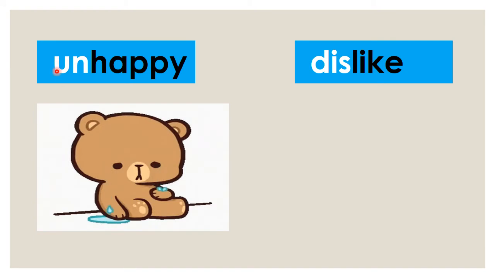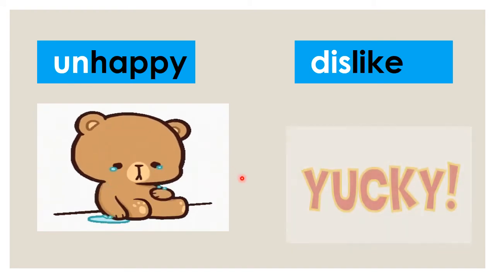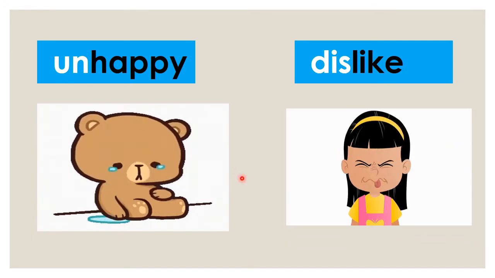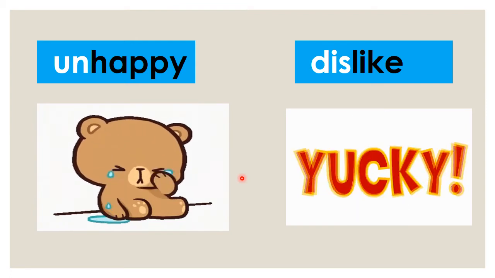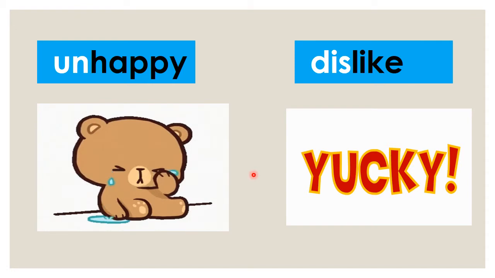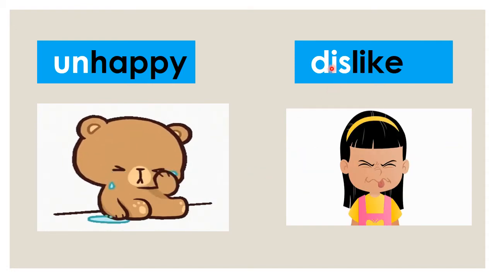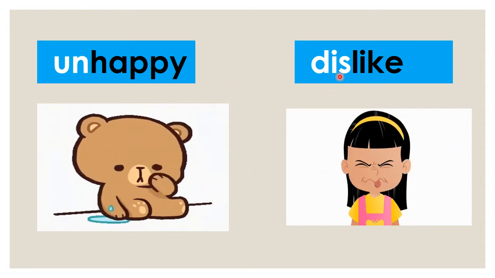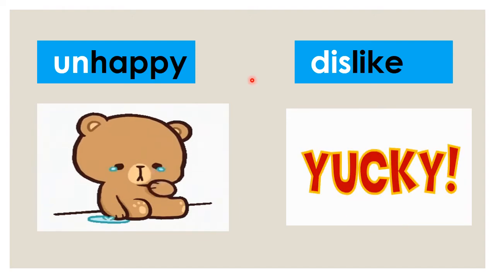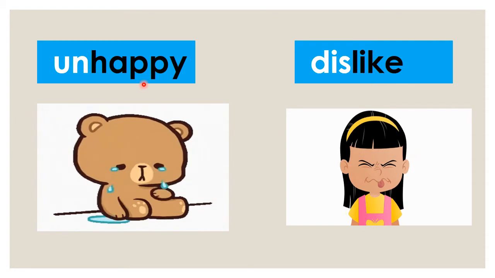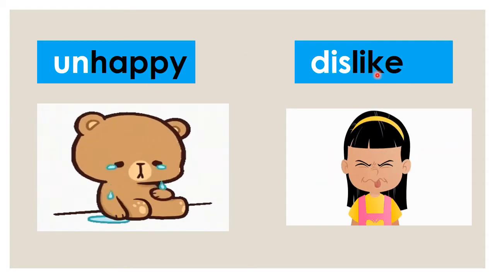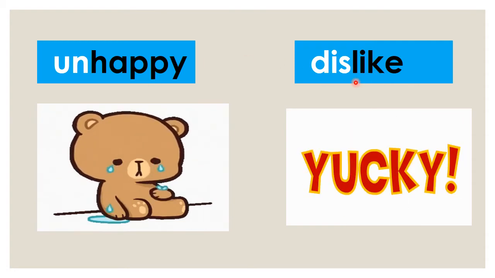Here is un. Now if you look at this girl, she said yucky. I mean, she does not like. So what is the meaning of not? It means this. So I have un and this. They are prefixes with the same meaning. Both of them mean not. Unhappy means not happy, and dislike means she doesn't like.